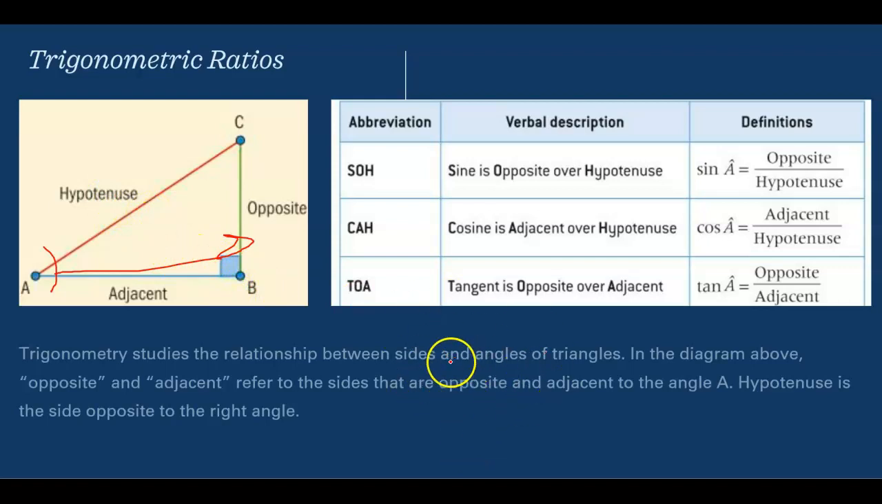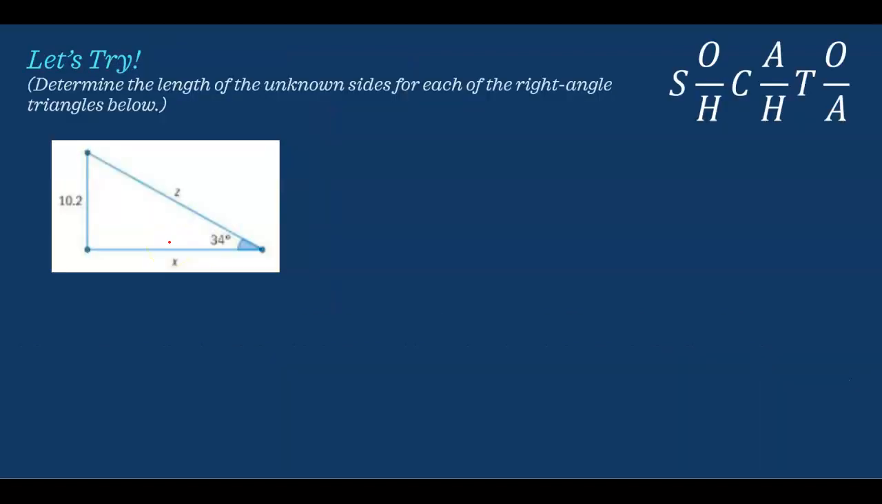So it's really just a ratio and the relationship between sides and angles of triangles. And once again, opposite and adjacent refer to the sides that are opposite and adjacent to angle A. For angle C in this case, opposite would be here, adjacent would be here. So it all refers to what angle you're referring to. But the hypotenuse will always be the side in front of the right angle. But let's do some examples. So we're going to write SOHCAHTOA. Usually it's written like this to remind us. Sine is opposite over hypotenuse. Cosine is adjacent over hypotenuse. Tangent is opposite over adjacent.